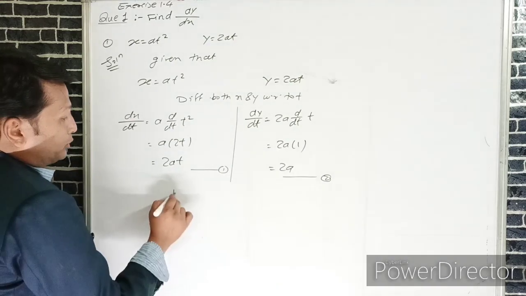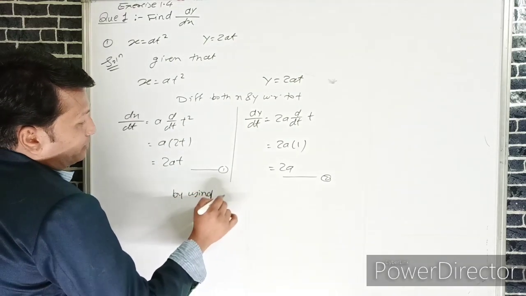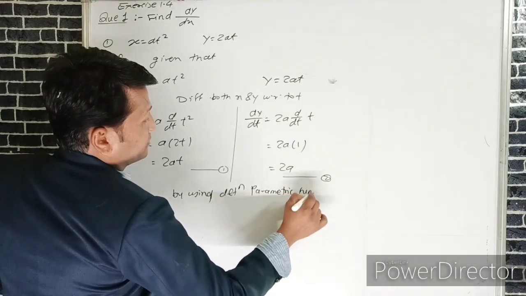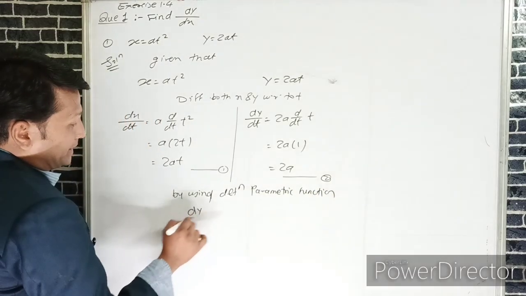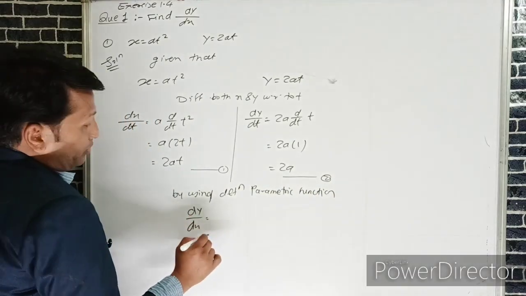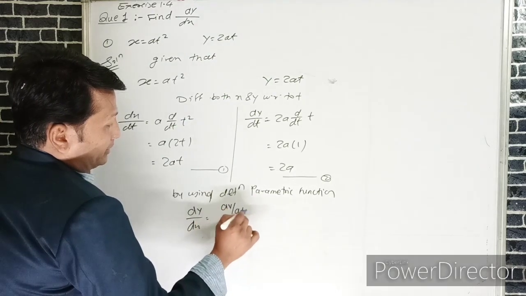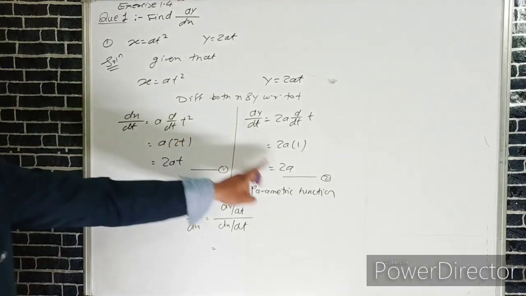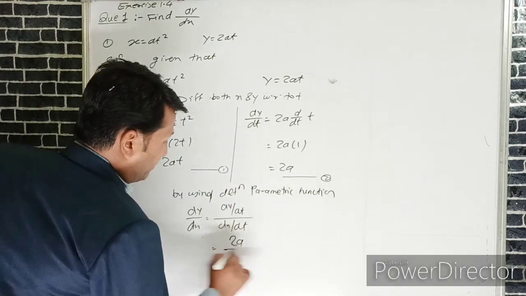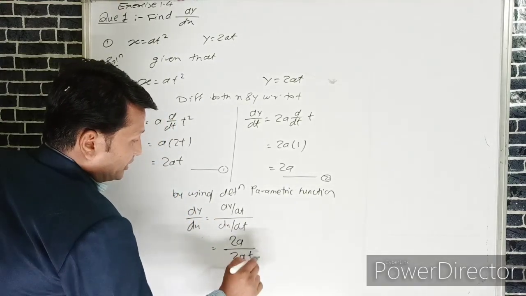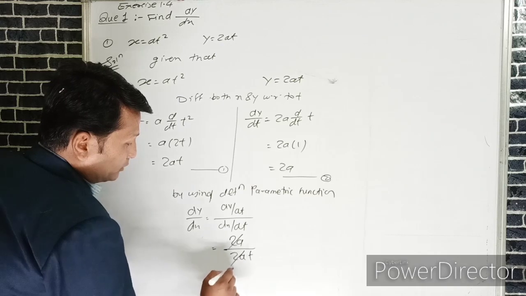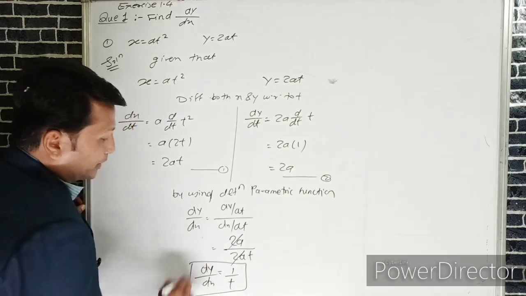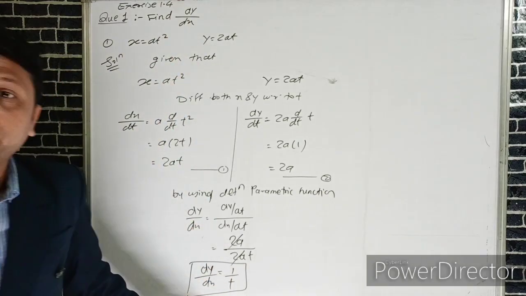Now, by using the definition of parametric function, dy upon dx is equal to dy upon dt upon dx upon dt. We know that the value of dy by dt is 2a and the value of dx by dt is 2at. If we cancel 2a, then the remaining value is 1 by t, which is the required derivative of y with respect to x, dy by dx is equal to 1 by t.